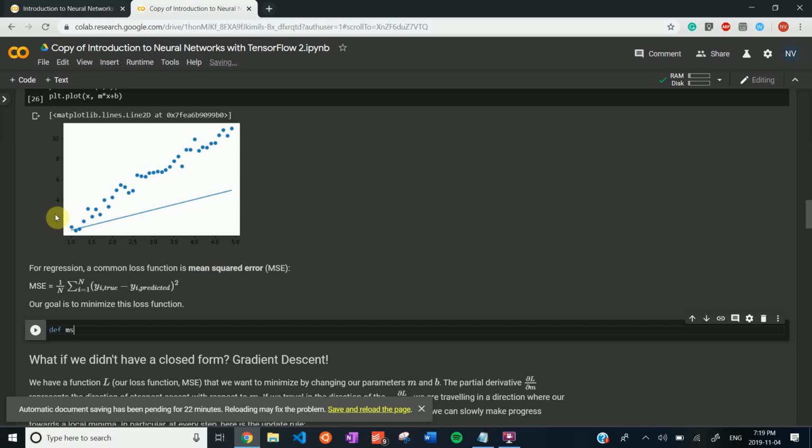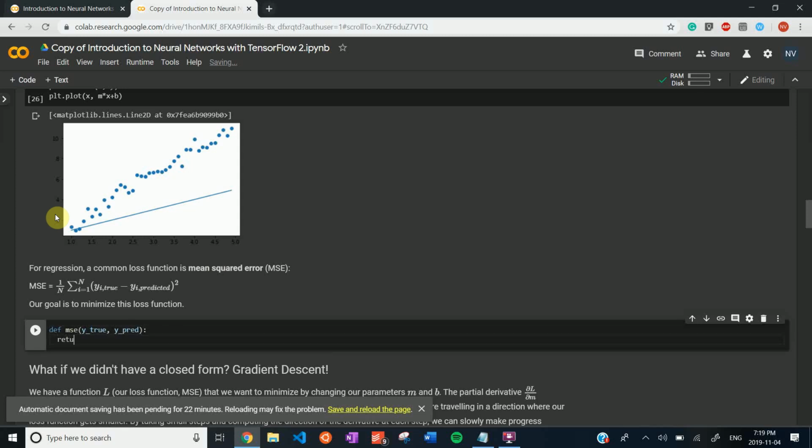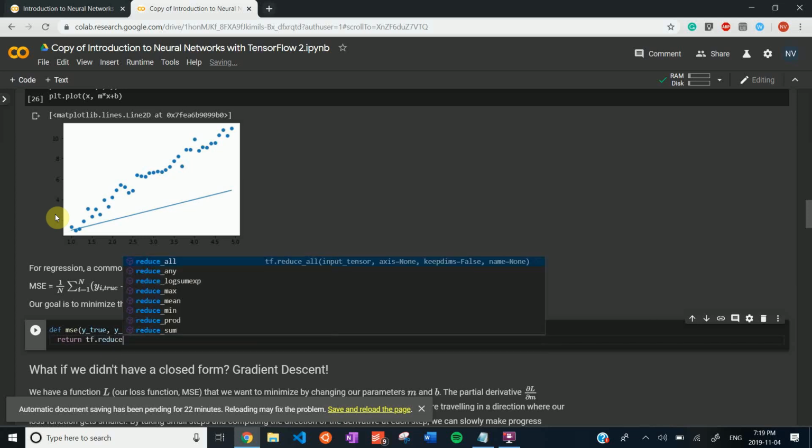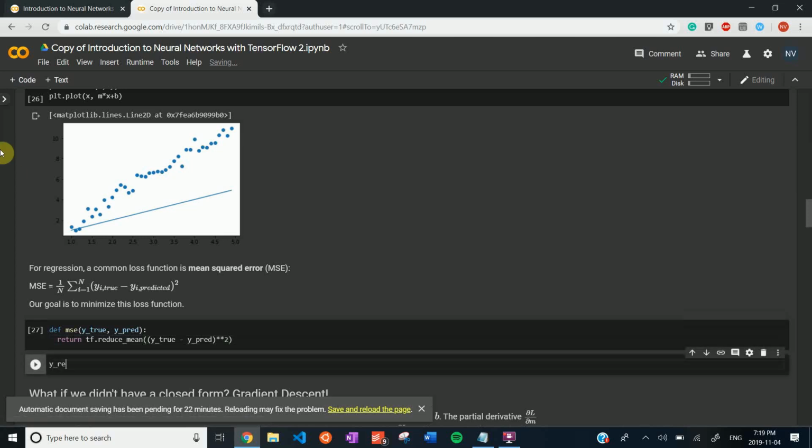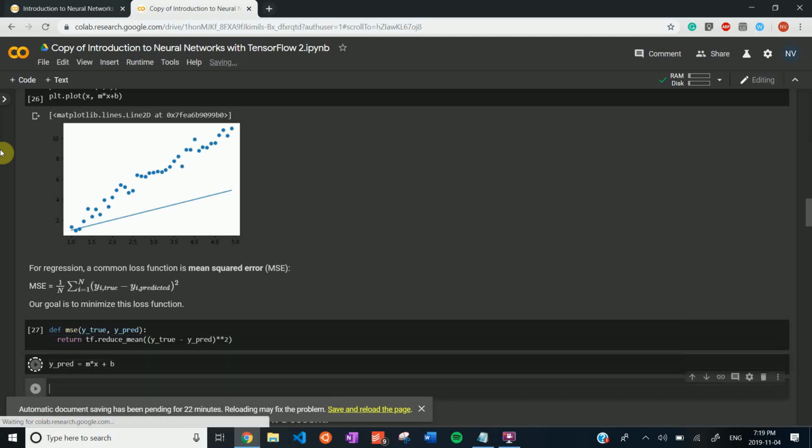So let's actually create a function, define MSE, where we can compute this for our data. If you want to take a sum or a mean of a vector in TensorFlow, usually it's reduce something. You can see there's a bunch of different operations. The one we're going to use is reduce mean. Because we have vectorized operations, we can just subtract the true value from the prediction and square that. Cool. I'm also going to call our predictions ypred, and that's just equal to m times x plus b.